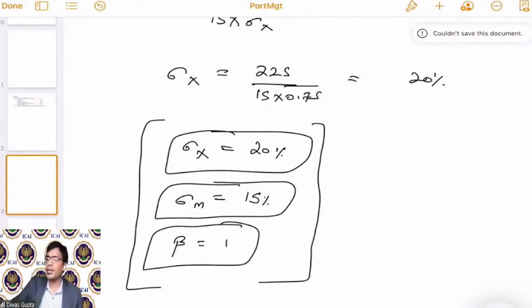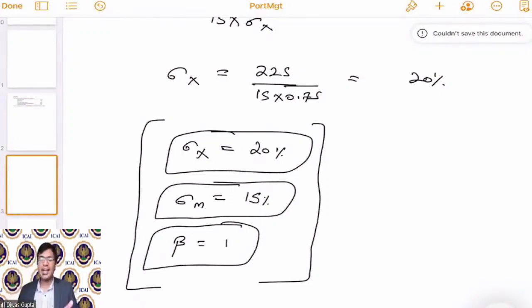Students, please note this question or this conclusion from my side. If beta is equal to 1, how come with the standard deviation of market, which is at 15%, the standard deviation of security is 20%? Is this possible? Anyone can attempt this question. Why? I'm just trying to ask that why in this case, if beta is 1, standard deviation of market and standard deviation of security is not equal.